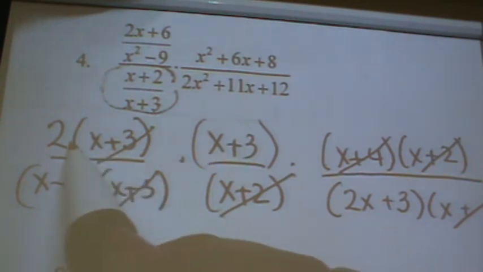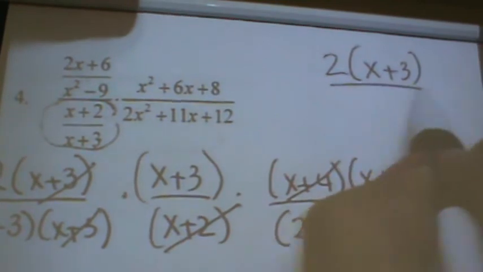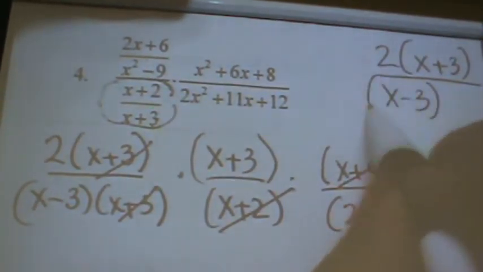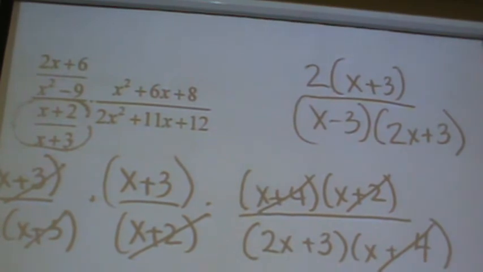So this is what's left: a 2, an x plus 3 on top, and an x minus 3, and 2x plus 3. You guys remember doing these? Okay.